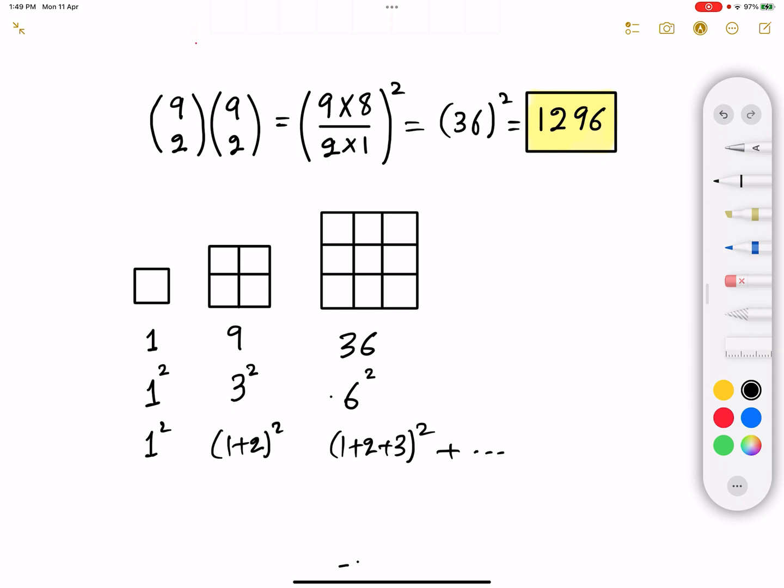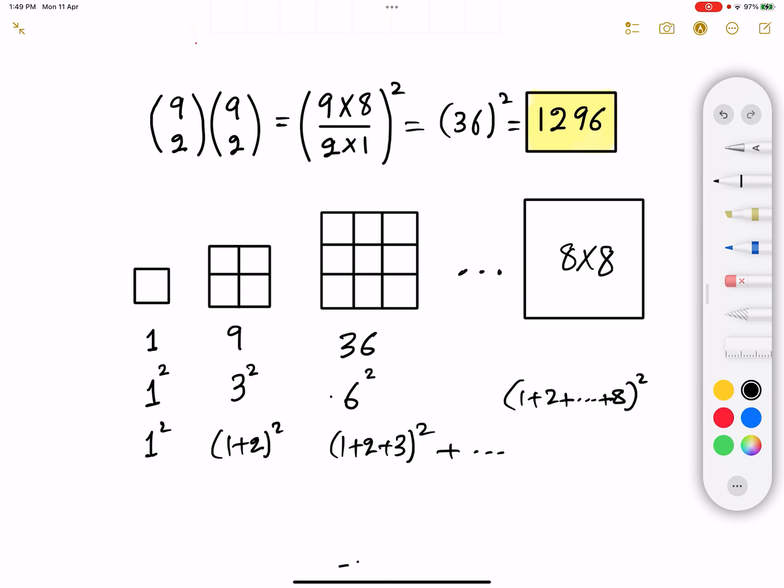So if we can get to the last one where we have 8 by 8, if we complete the pattern here, and we have here 8 by 8, so we're gonna have how many possible rectangles? That's gonna be 1 plus 2 plus all the way until we get to 8, all squared. Okay, so that's basically how we get there, which is this one here.